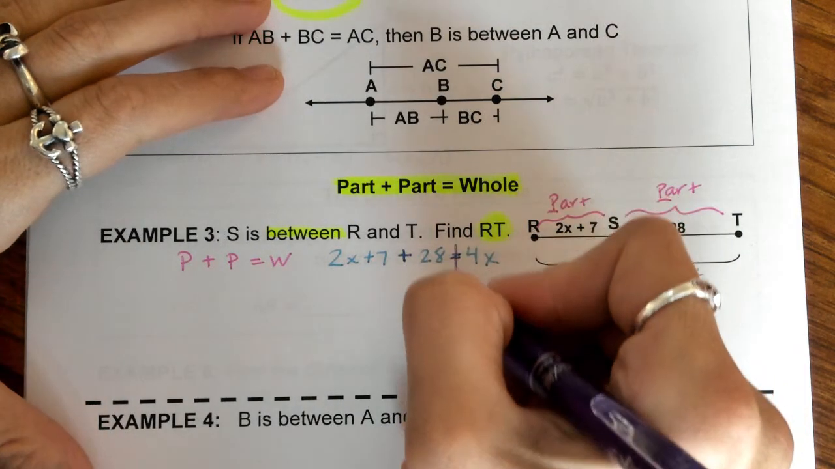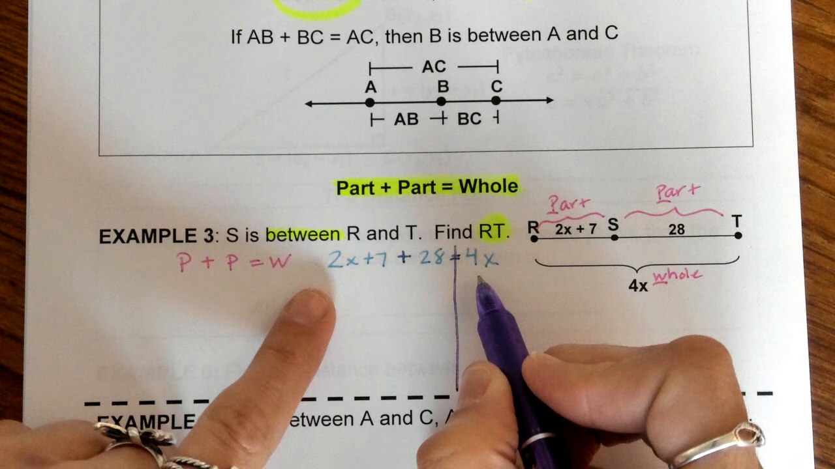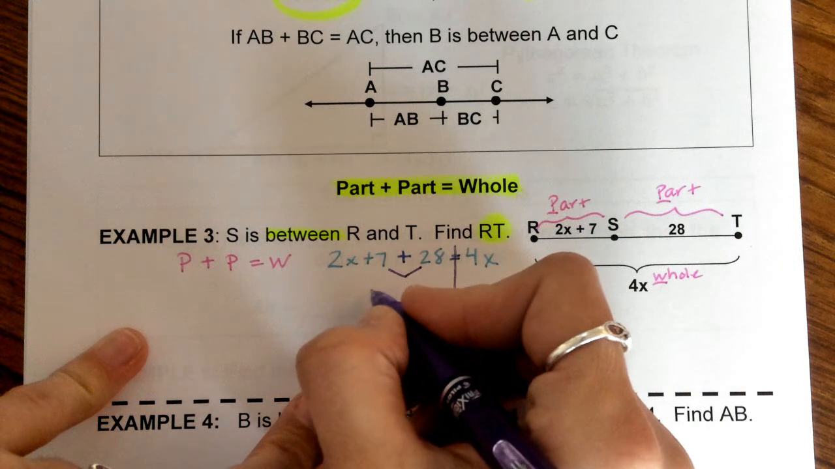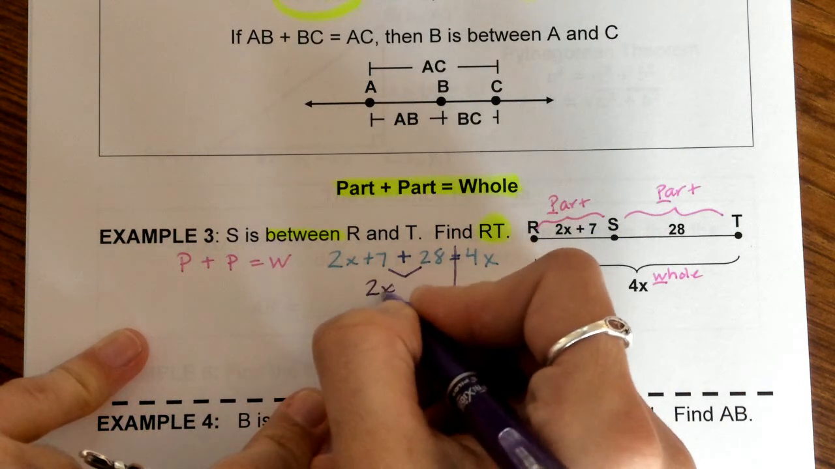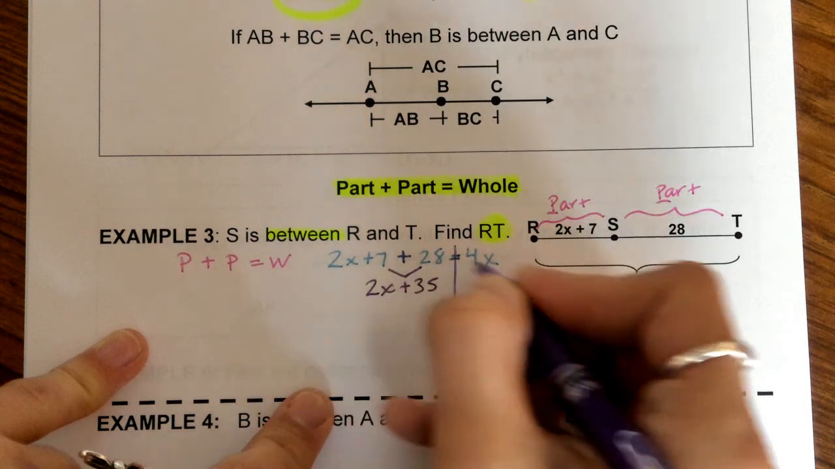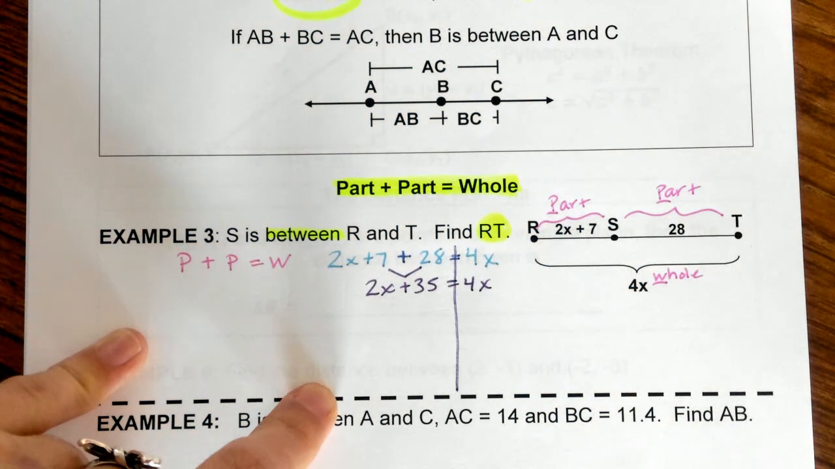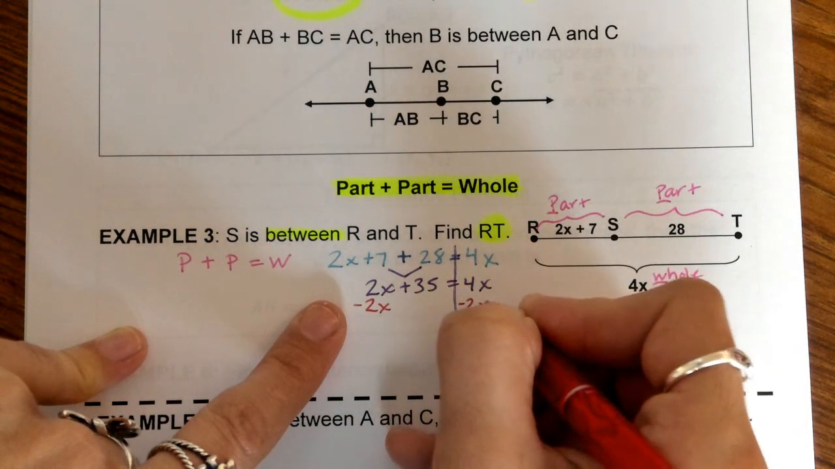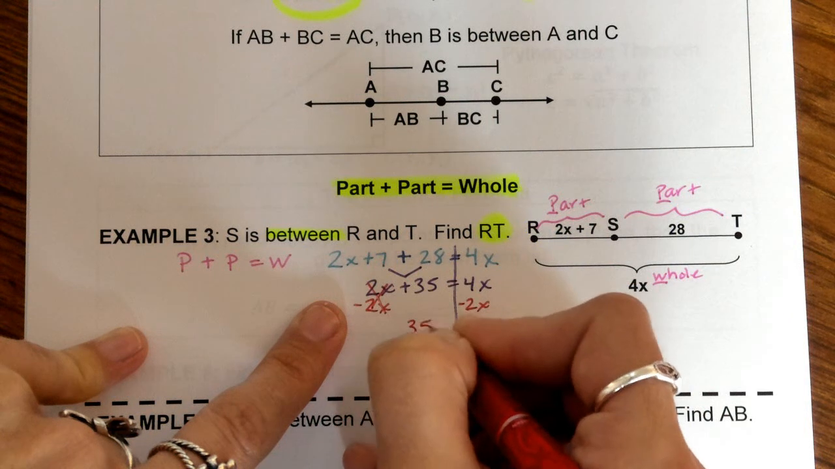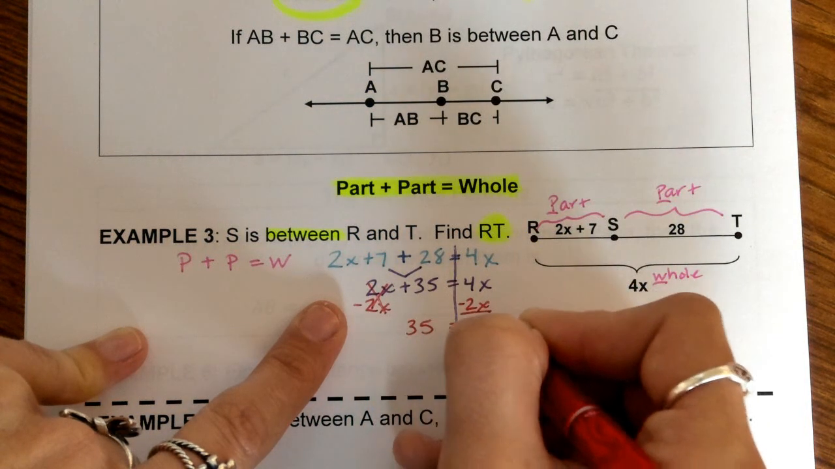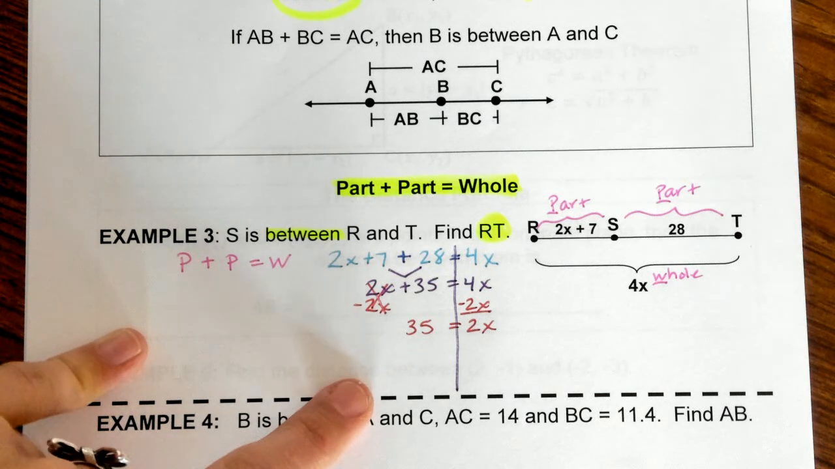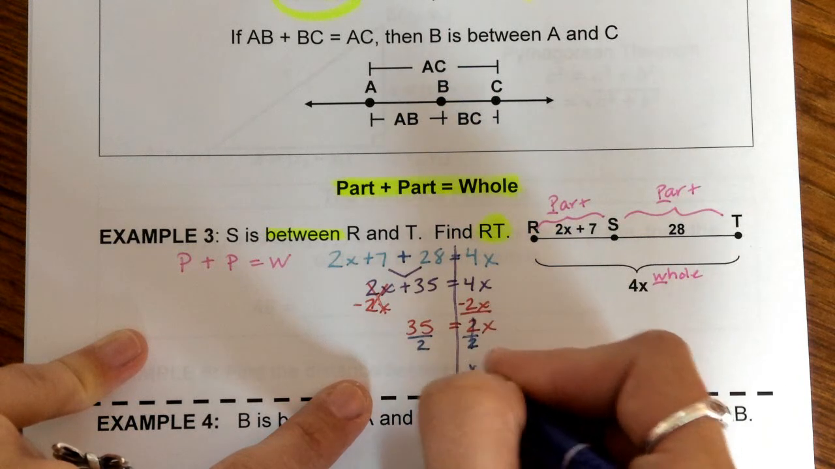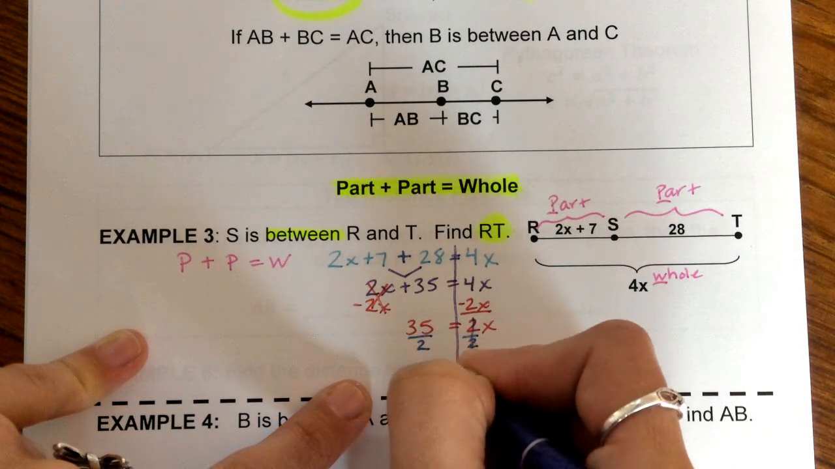So let's go ahead and start. We have variables on both sides. We also have terms to combine. So I'm going to combine my like terms first before I start moving things around. So we're going to wind up with 2x plus 35, combine the like terms, equals 4x. I'm going to move my variable, subtract 2x from both sides, so these cancel. I have 35 is equal to 2x. Last step, we're going to divide both sides by that coefficient in front of the variable. We're going to find out that x is equal to 17.5.